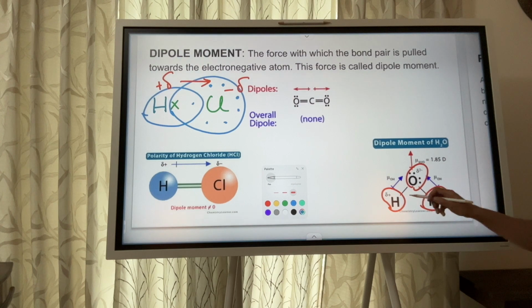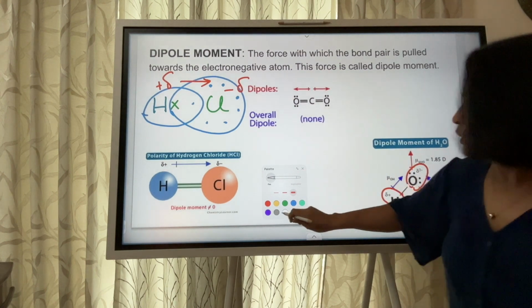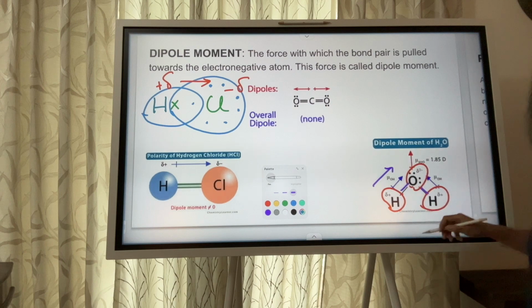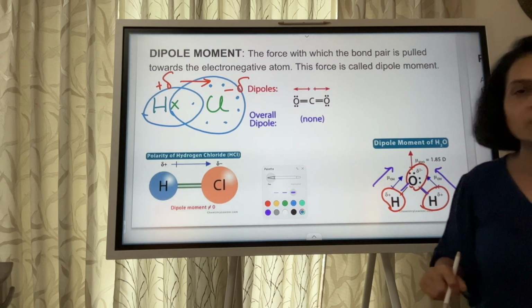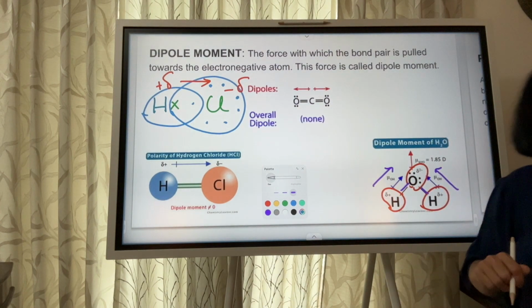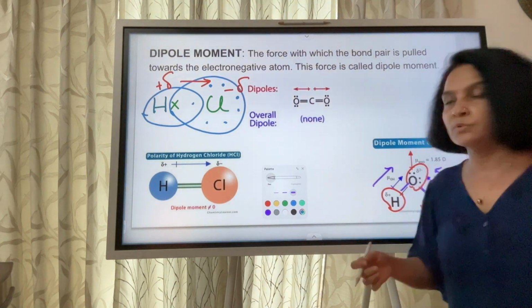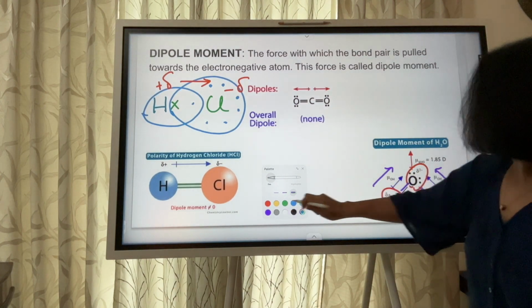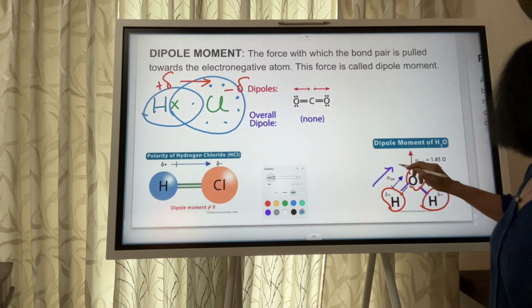So what happens now? The bond which is existing between the oxygen and hydrogen is being pulled more towards the electronegative atom, that means pulled more towards oxygen, and this is what is giving a polarity to these oxygen and hydrogen atoms, wherein oxygen, which is more electronegative, develops a partial negative polarity.